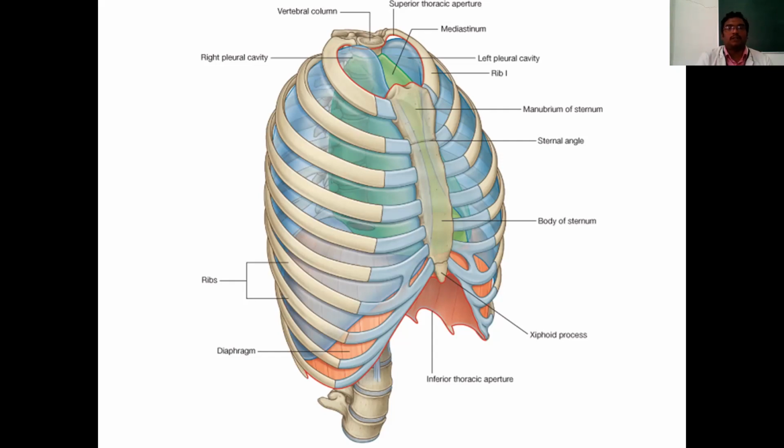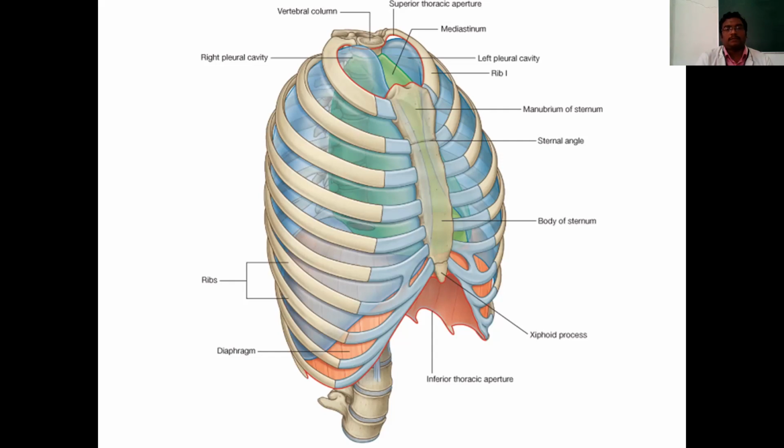Why is it called the inlet? Because a number of structures enter into the thorax. For example, the esophagus continues from the pharynx down into the thorax. Likewise, veins enter the thorax, and you have the cranial nerves and the sympathetic chain. All these structures enter into the thorax. So like that, when you have an inlet, you should also have an outlet.